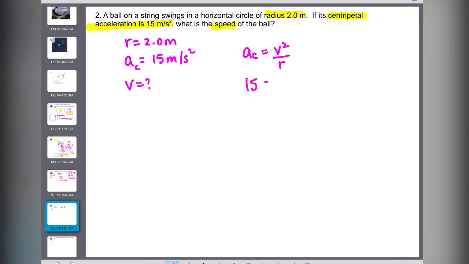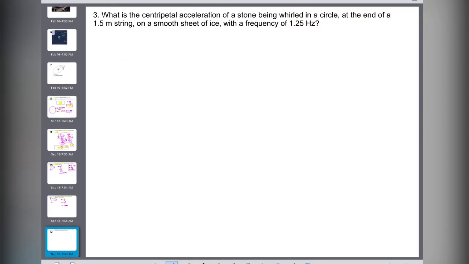Next one, a ball swung in a horizontal circle with a radius of 2. If the centripetal acceleration is 15, what is the speed? So radius is 2, acceleration is 15, and it's a_c. What is the speed? So I use the same equation. So 15 is v squared over r. So 15 times 2, and then take the square root. So v is 5.5 meters per second. And there's no direction because it's constantly changing.